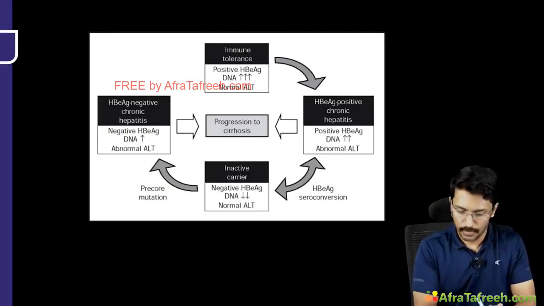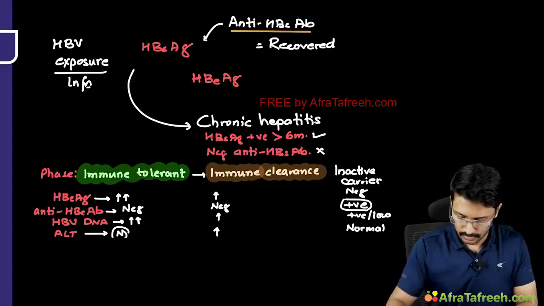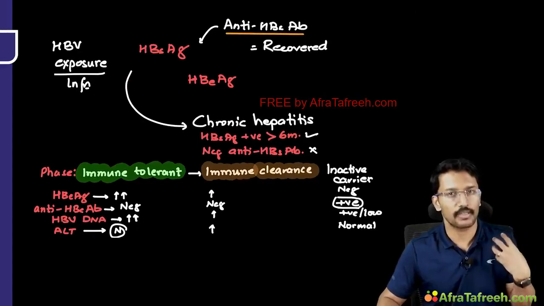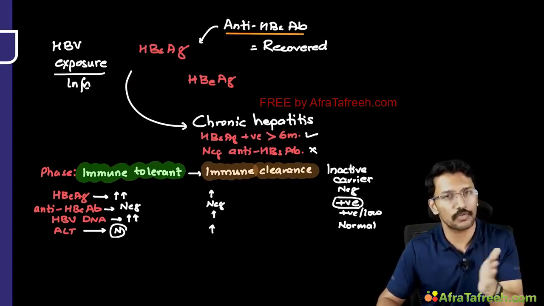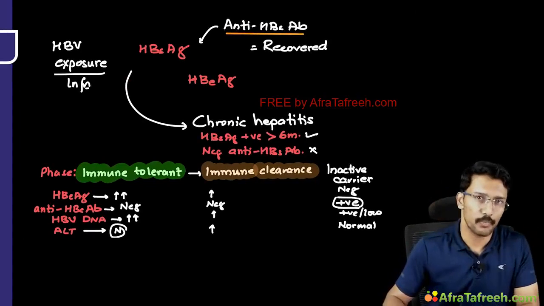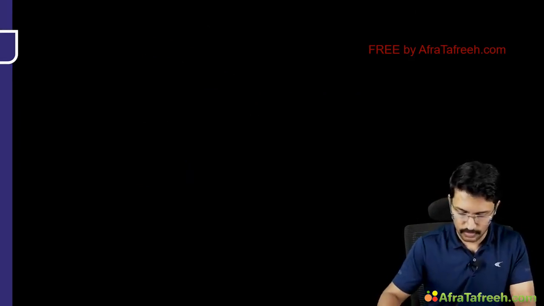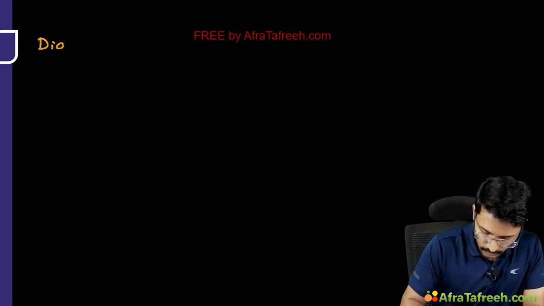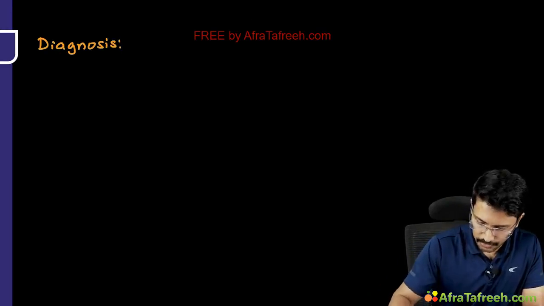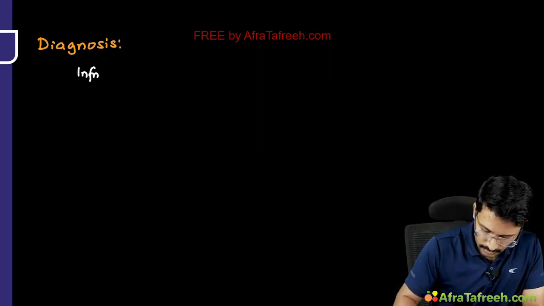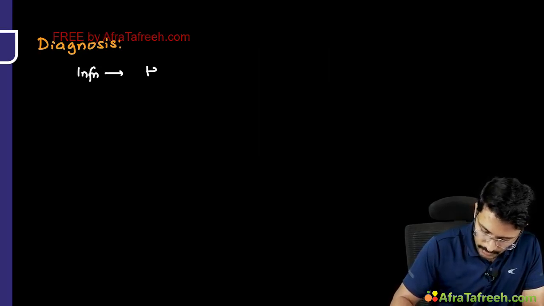Clear? Okay. Now let me get back to chronic hepatitis B. So we have understood the progression or natural course of hepatitis B. Now with this, let us talk about the diagnosis of chronic hepatitis B. When I say diagnosis of chronic hepatitis B, first there should be hepatitis B infection. So what is the evidence of infection? The evidence of infection comes in the form of HBs antigen positivity, right?